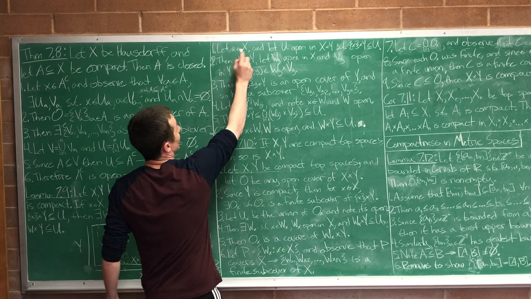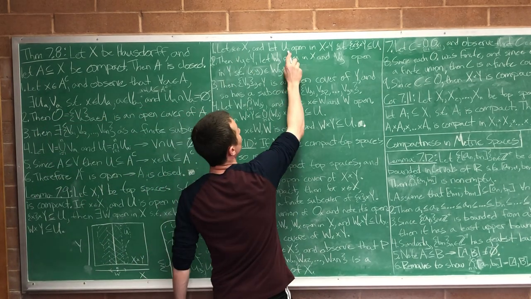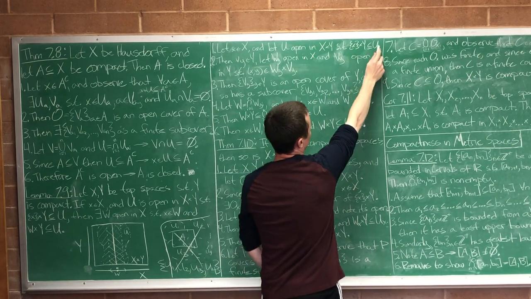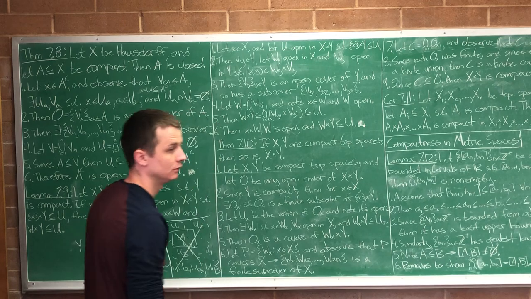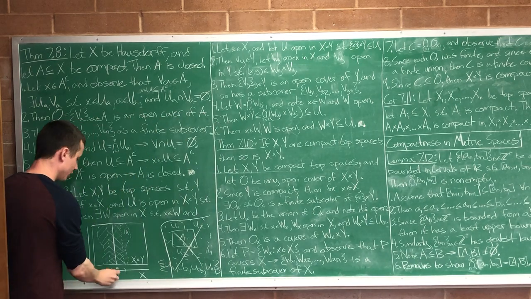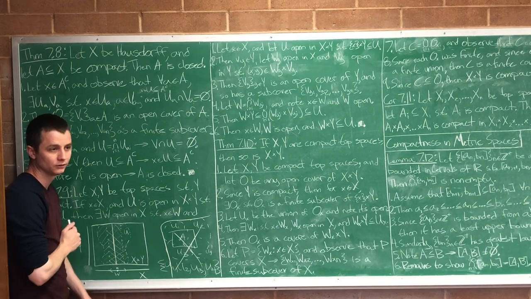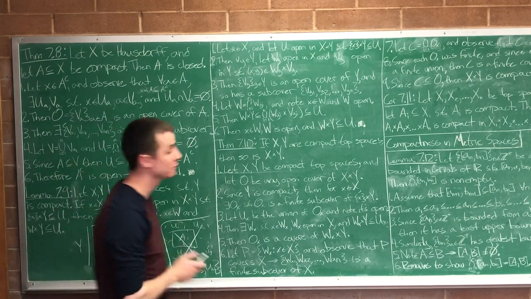So, let little x be any point in big X, and let U be any open set in X cross Y such that little x cross Y is a subset of U. So we pick some little x over here, and we pick some U in X cross Y containing this vertical line. Good?